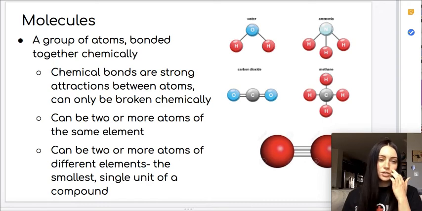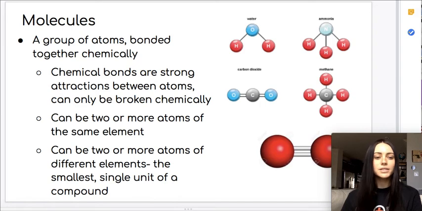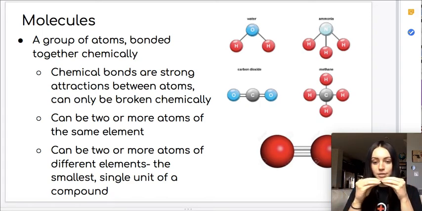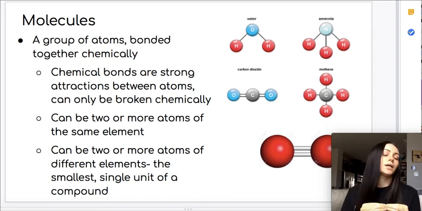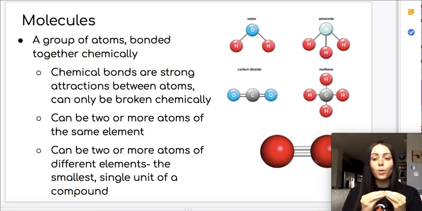So the first thing we're going to talk about is molecules. What is a molecule? A molecule is simply a group of atoms bonded together chemically. A chemical bond is a strong attraction between atoms. They're the way that atoms come together, and they're the way that they're held together. Chemical bonds can only be pulled apart or broken through chemical means. There's no way to physically pull apart a chemical bond.